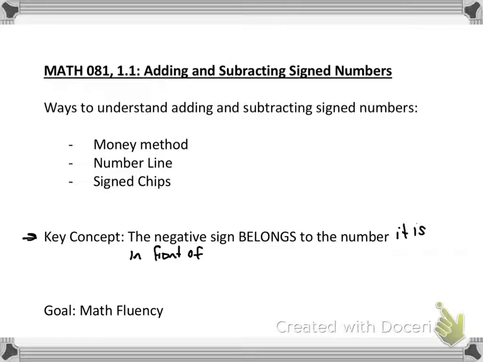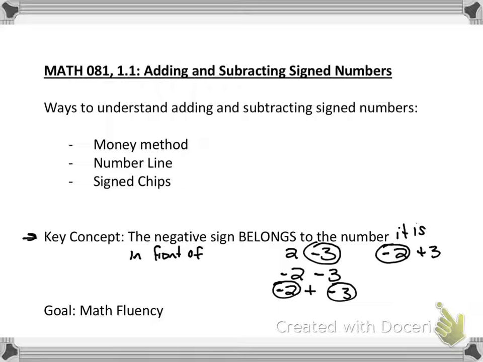Okay? So for example, if I have 2 minus 3, right, the negative 3 belongs to the 2. If I have negative 2 minus 3, then the 2 is negative, right? But then the 3 is negative as well. In fact, I could rewrite it as negative 2 plus negative 3, okay? And lastly, if I had negative 2 plus 3, then this negative sign would belong to the 2, whereas the 3 is positive.